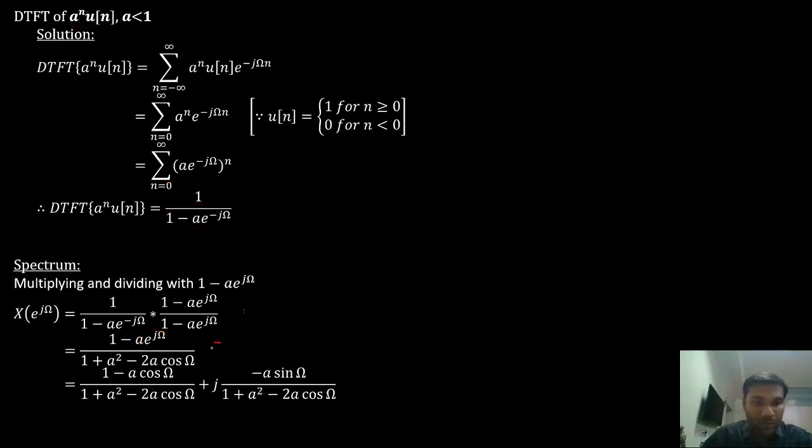So here, if I write in the numerator 1 minus a into cos omega plus j sin omega, plus into minus again is minus, so minus j a sin omega. That is my numerator. The denominator is as it is, right?